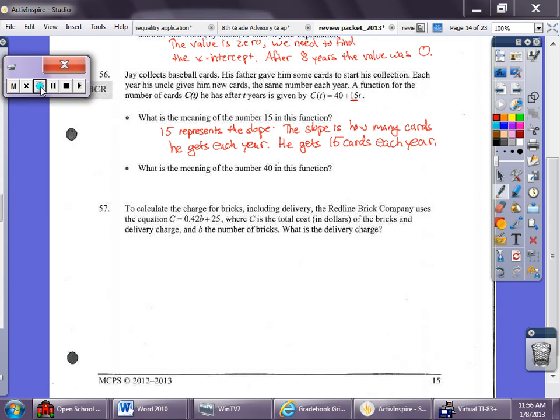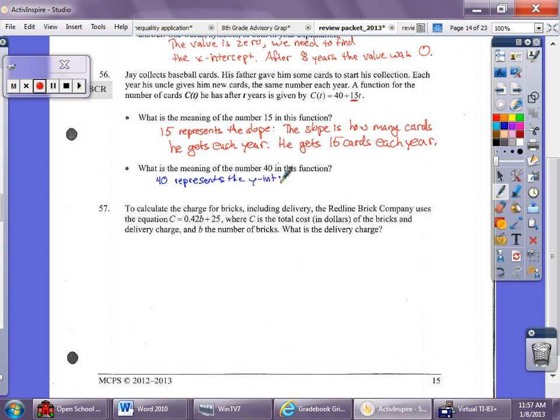And what is the meaning of the number 40 in this function? Well, the 40 represents the y-intercept, which is the starting point. So the 40 represents he started with 40 cards. So he started his collection with 40 baseball cards.